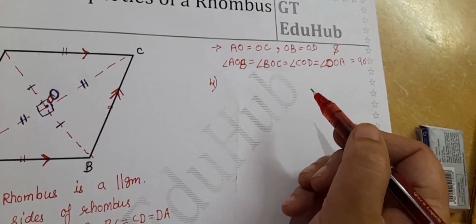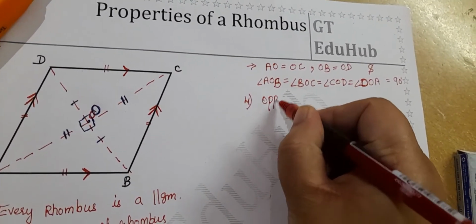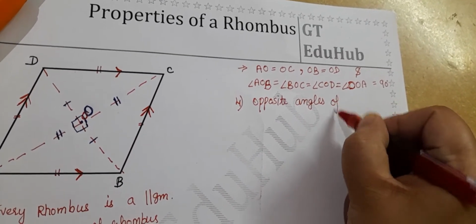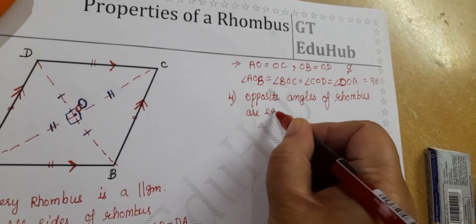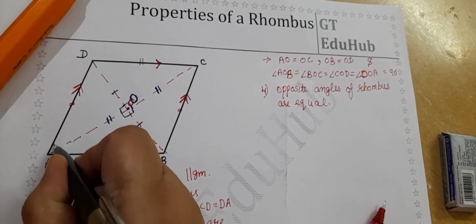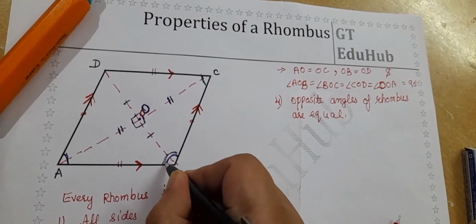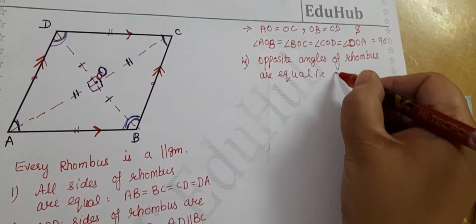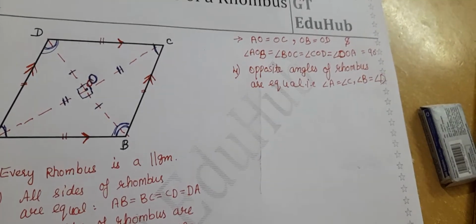Now fourth property is opposite angles of rhombus are equal. What does this imply? This implies that angle A will be equal to angle C and angle B will be equal to angle D. A equal to C and angle B equal to angle D.